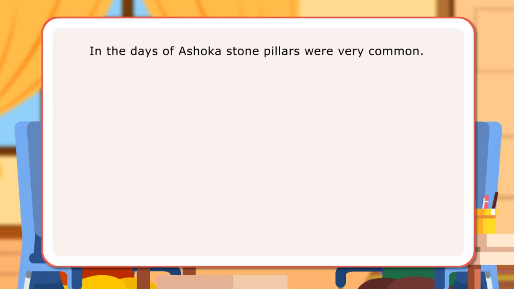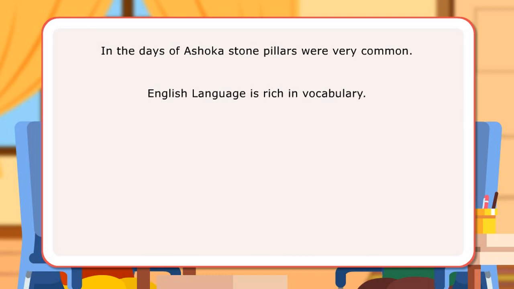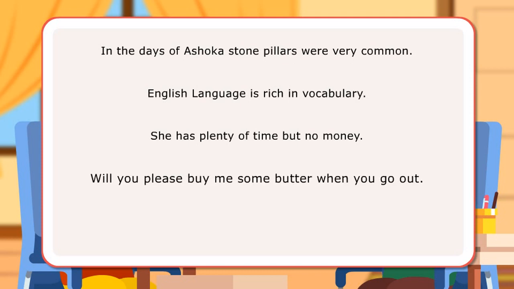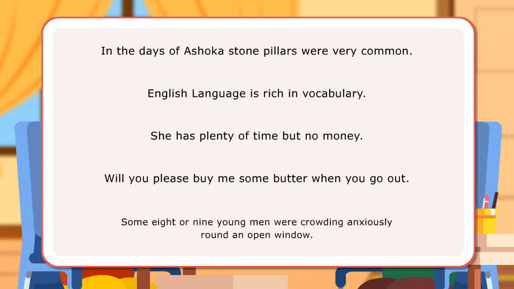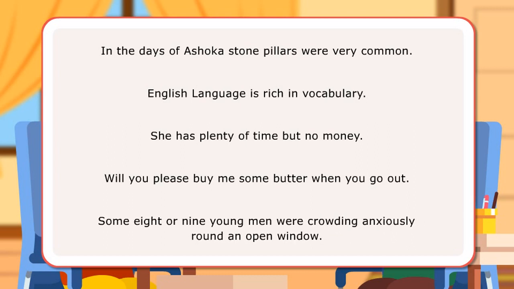Let us look at a few sentences. In the days of Ashoka, stone pillars were very common. English language is rich in vocabulary. She has plenty of time but no money. Will you please buy me some butter when you go out? Some 8 or 9 young men were crowding anxiously round an open window.